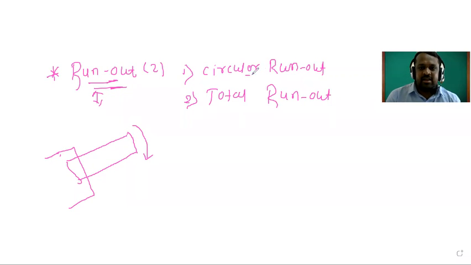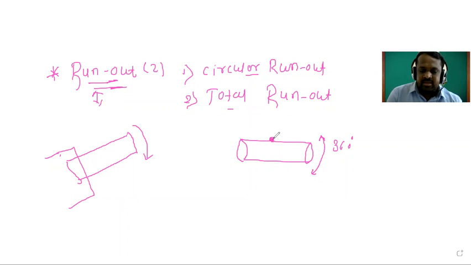Then what is meant by the circular run out and what is meant by the total run out? Okay, just see. Suppose this is a rod. Suppose we rotate this rod through 360 degrees, and I fix one point on it and check its rotation with a dial gauge. I check how much variation, how much up and down movement, comes.